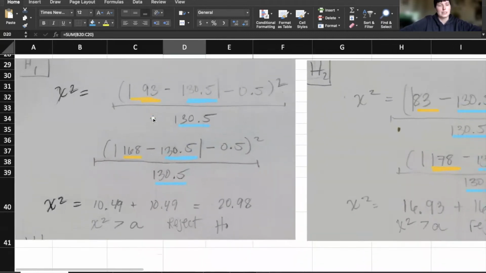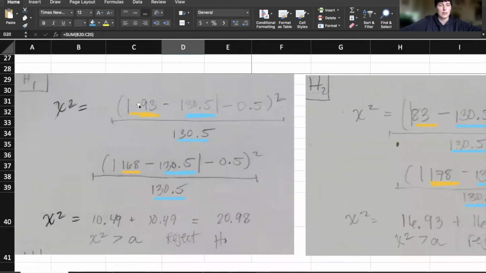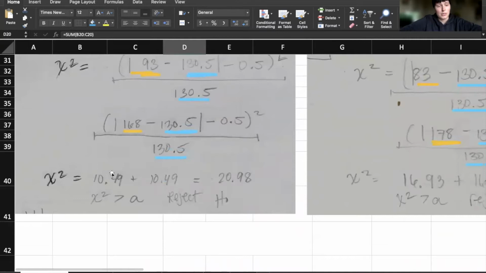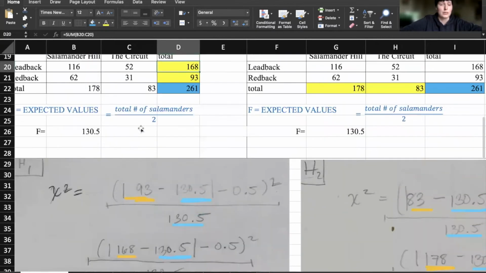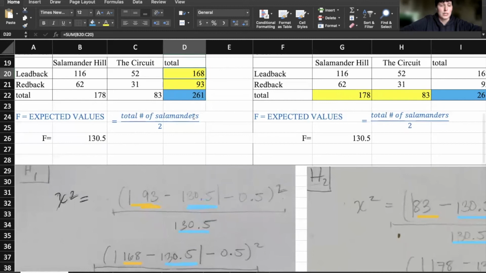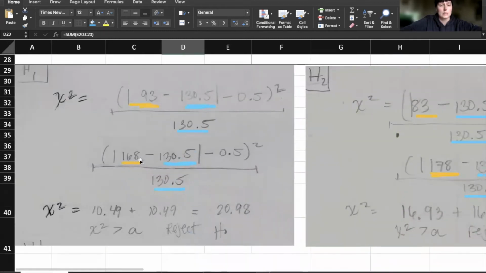So down here, you're going to see the observed value minus the expected value, minus the Yates correction. Then you square that whole thing, and the answer squared is divided by 130.5, the expected value. You're going to get 10.49. And then you're going to do that again for the other morph, so that one was 93, the redback. This one is the leadback. Once you've got the answers for those two, you sum them, and that resulting answer is your chi-square value.